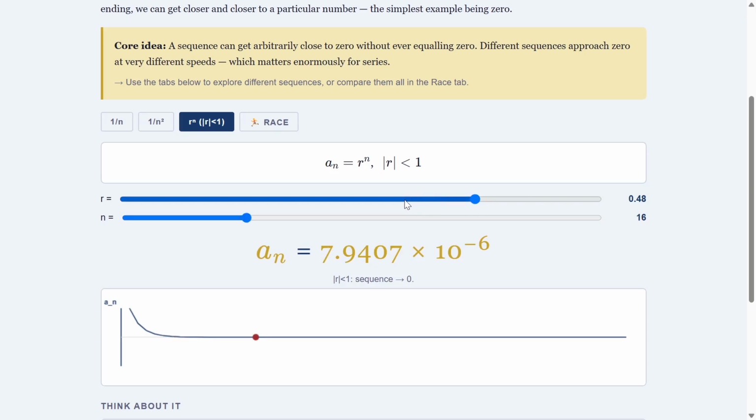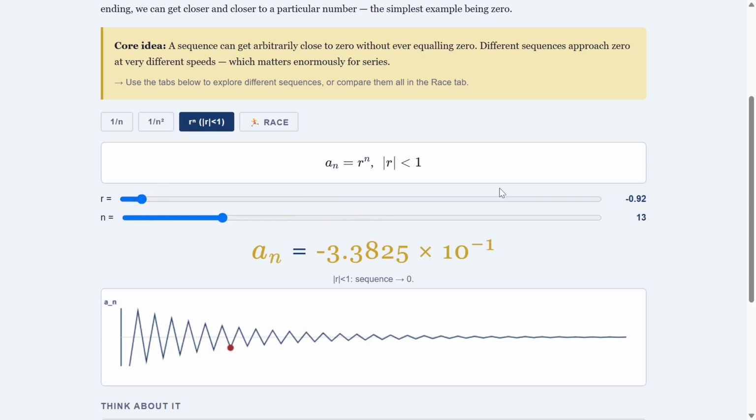Let's make r still positive, but closer to 0, and explore what happens to the value of r to the n as n again increases. Similarly, you could look at r is negative and what happens to the value of r to the n as n increases, and what's happening to its value in the long term.